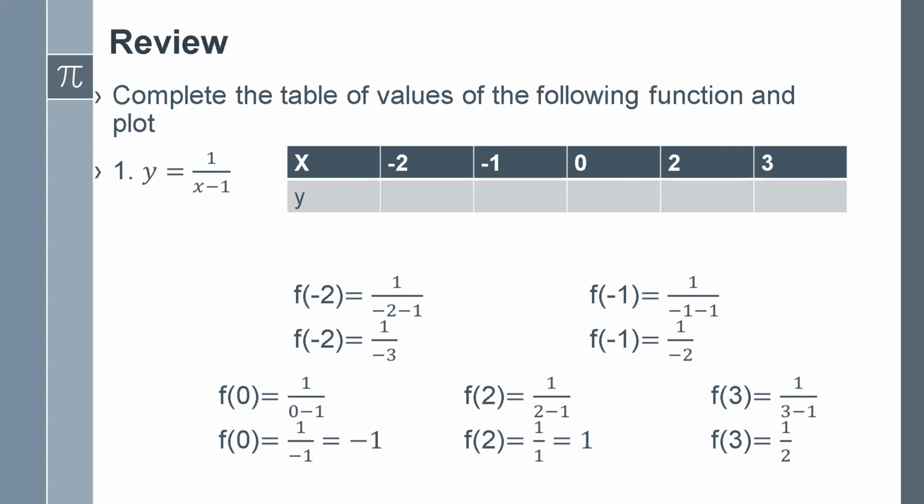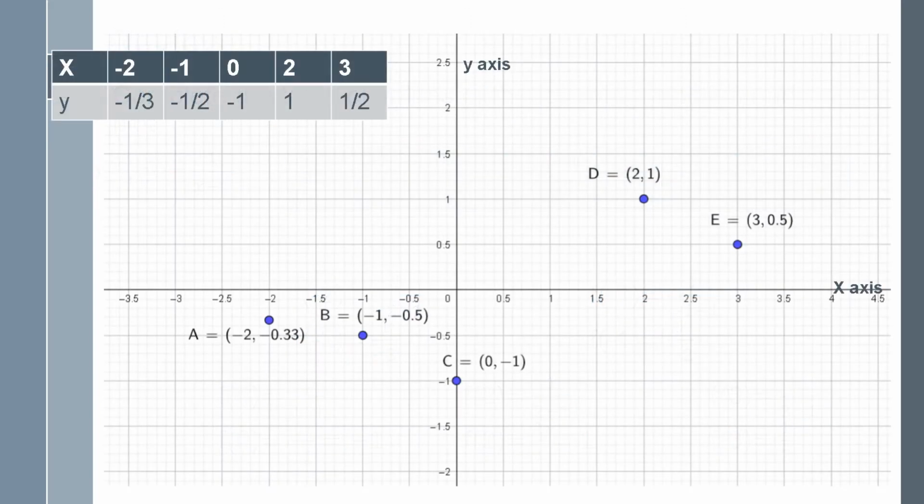We will simply substitute that sa x ng function, then you will get the corresponding y values to each of the input. The f of negative 1 is 1 over negative 2. The f of 0 is equals to negative 1. Then, the function of 2 is equals to 1. And then, the function of 3 is 1/2. Ayan, na-complete na natin yung table of values of x and y. The next thing we do is plotting of those values in the Cartesian plane.